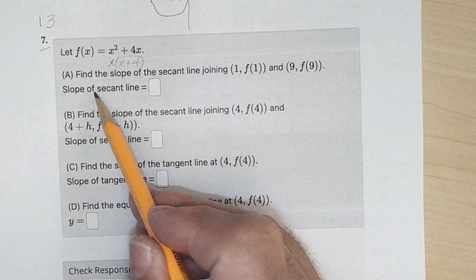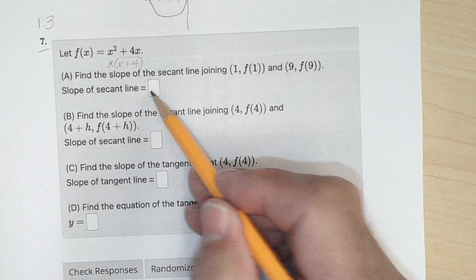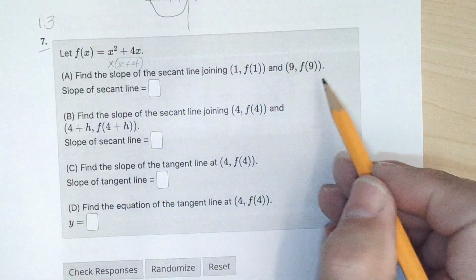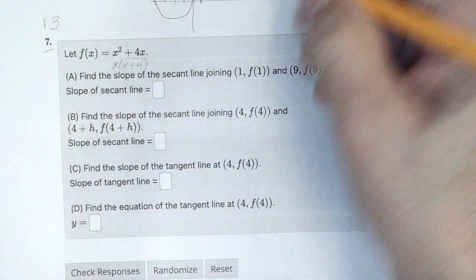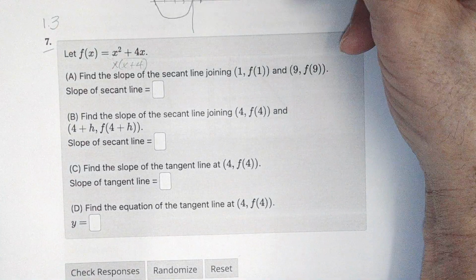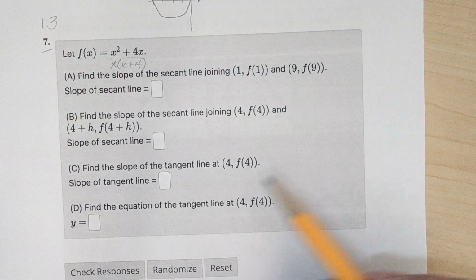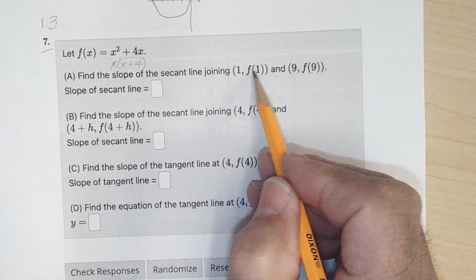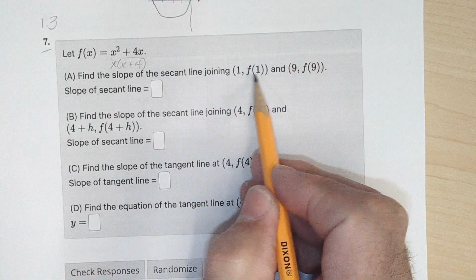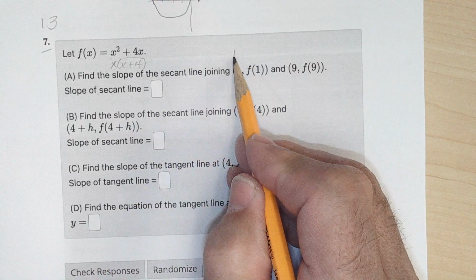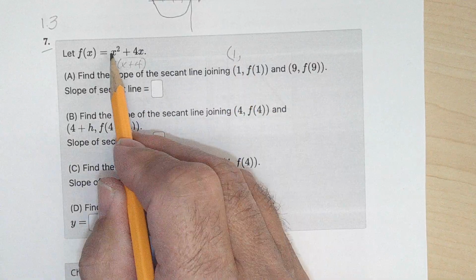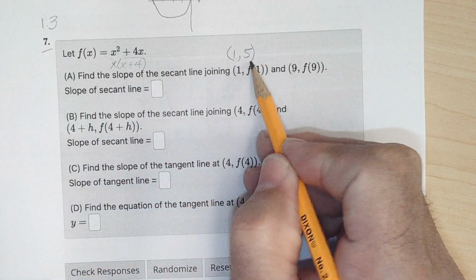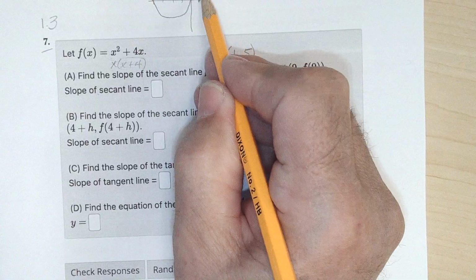And they want the slope of a secant line between 1 and 9, which is going to be way up here. So it's going to be a big number, pretty positive number. So how high is it at 1? That's what this is saying. So this point is 1, and 1 squared plus 4 times 1 is 5. That's the coordinates of this point.